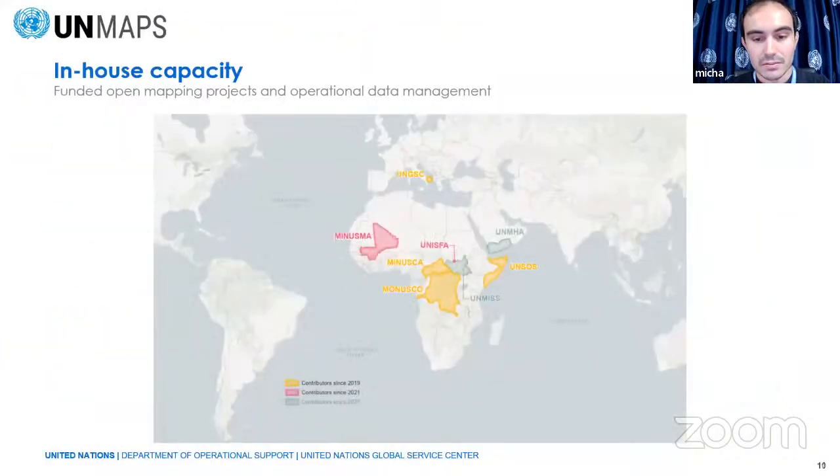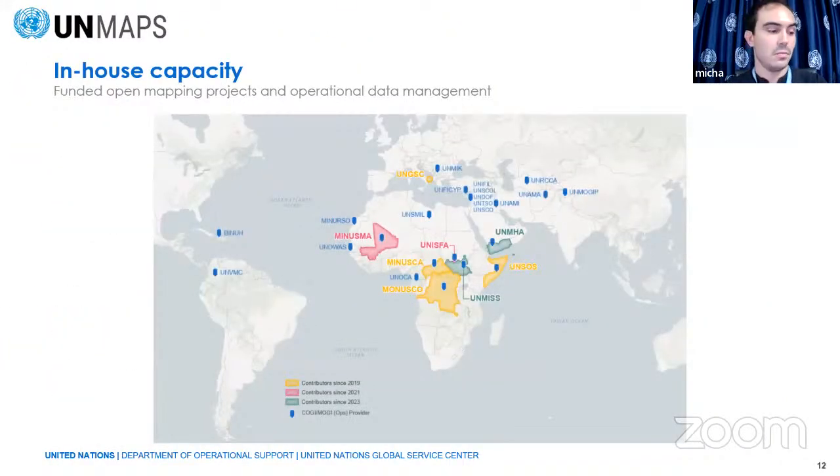So I will be fast here. We are operating in 5 missions in Somalia, Congo, Central African Republic, Mali, and the disputed region of Abyei between Sudan and South Sudan. And we are also now expanding to South Sudan, supporting UNMISS, and UNMHA, supporting Yemen.